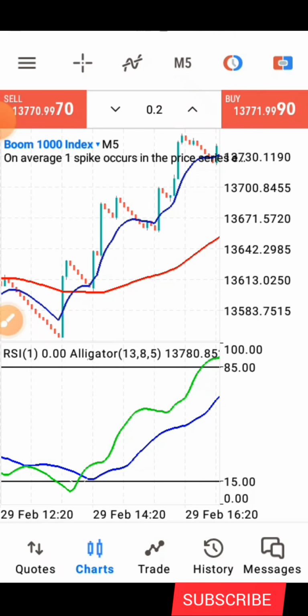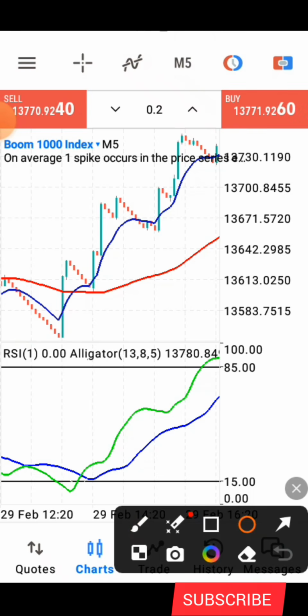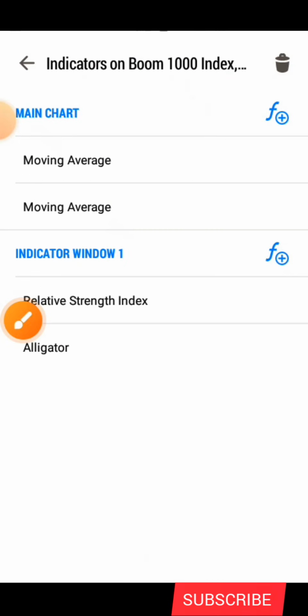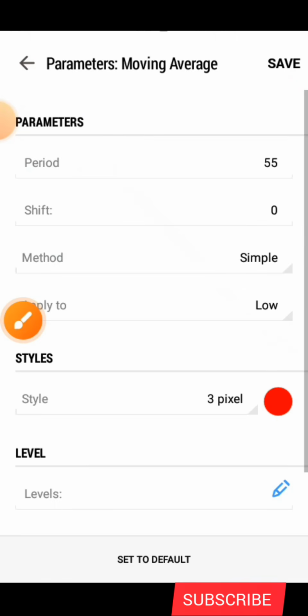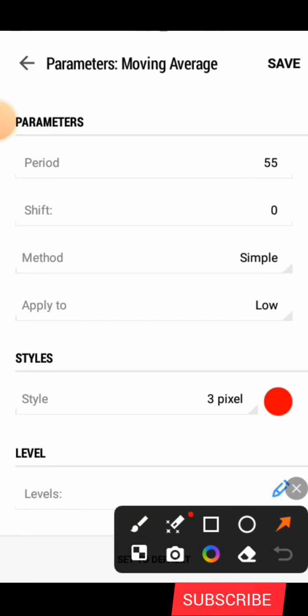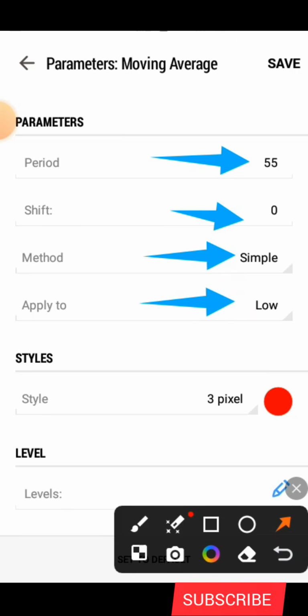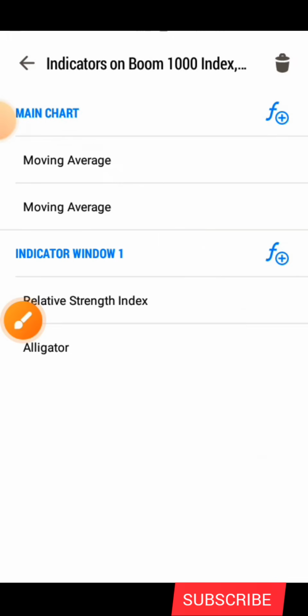For the settings, first you click on this icon right here. The first indicator is the moving average. You click on it and you can see the parameters. The period is 55, the shift is 0, the method is simple, apply to is low. Under the style we have 3 pixels, the color is red. After that you click on save.